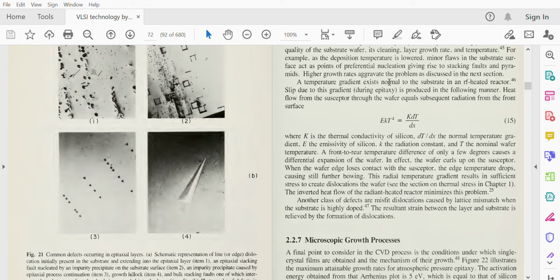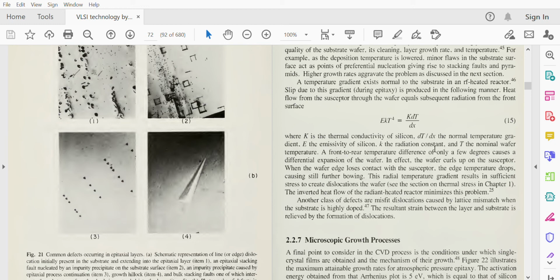A temperature gradient exists normal to the substrate in an RF heated reactor. Slip due to this gradient is produced in the following manner. Heat flow from the susceptor through the wafer equals subsequent radiation from the front surface. This is given by this formula, where K is the thermal conductivity, dT by dx the normal temperature gradient, and E is the emissivity of the silicon, K is the radiant constant, T is the nominal wafer temperature.